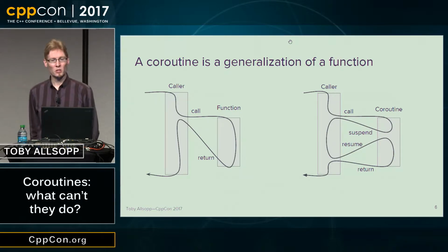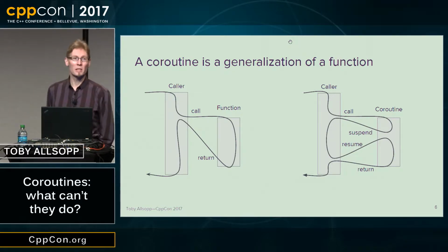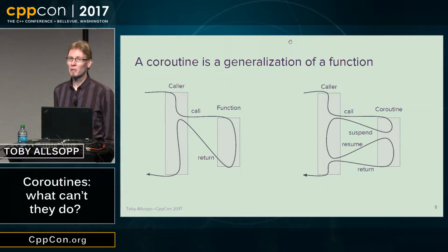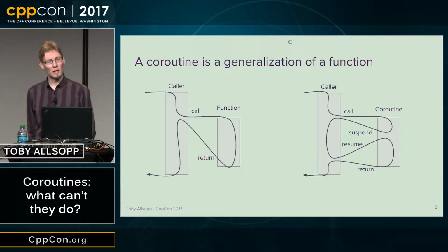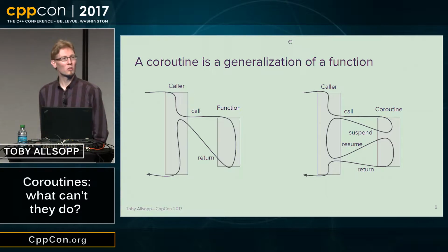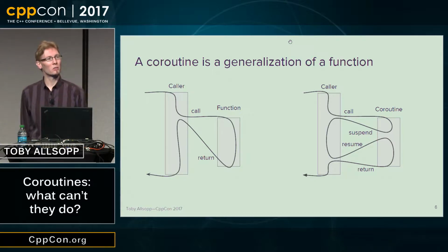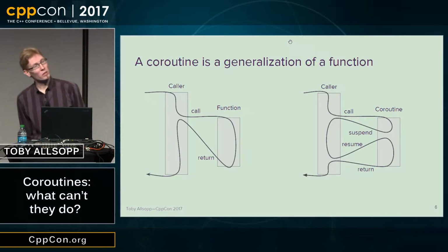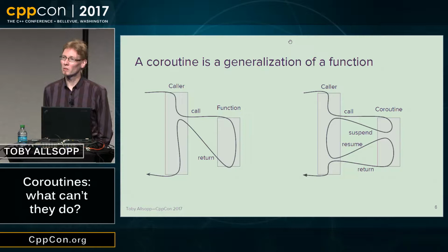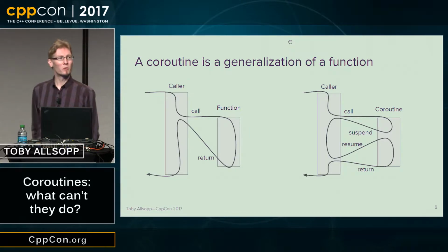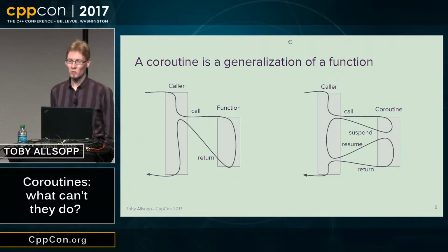It is a generalization of a function. So coroutines are functions, but they're functions that have extra capabilities. On the left there is a diagram that shows a caller calling a normal function. When you call a function, control flow is transferred to the function, which runs to completion until it returns, and then control flow transfers back to the caller at the point where it called the function. So that should be pretty familiar to people who have called functions before.